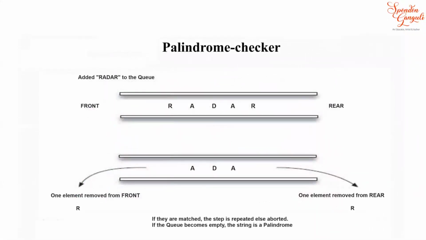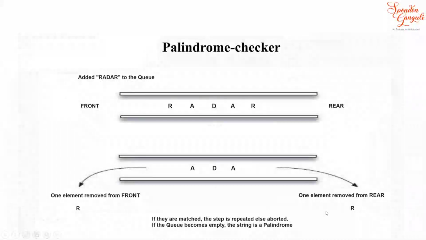Now see how DQ operates. Here is an example of a palindrome checker. You can see in a queue, I have added a string RADAR, R-A-D-A-R. Now, if I remove one element from the front and at the same time remove one element from the rear and both get compared, they are equal, I'll move on to the next deletion.